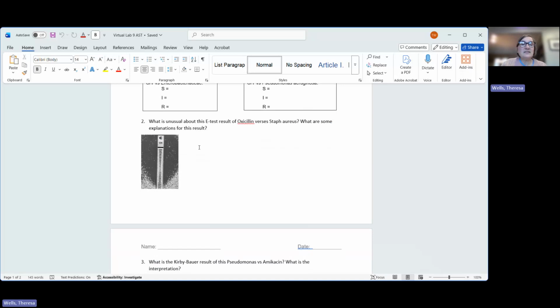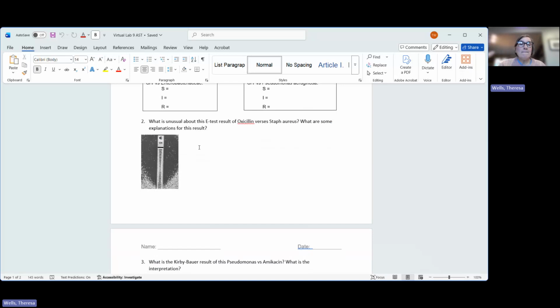So you've got an oxacillin E-test, and you can see that there is a zone that mostly is at about 0.094 to 0.125. But there are also several colonies within that zone of inhibition in that ellipse. So the question is, what's unusual, and why do you think? What are some explanations for the results? And I got some really good answers.